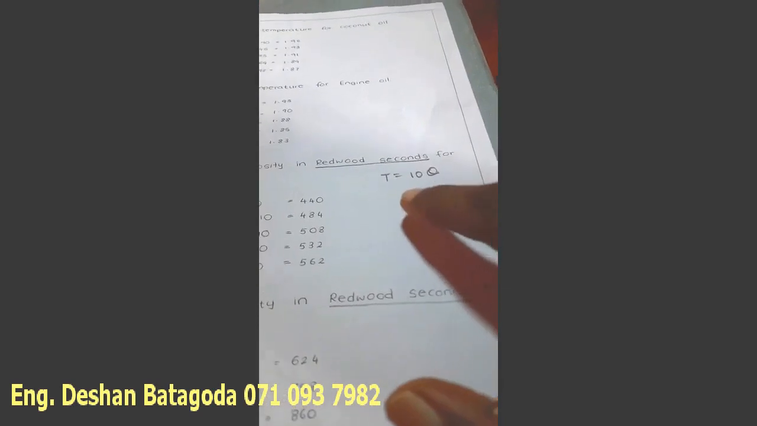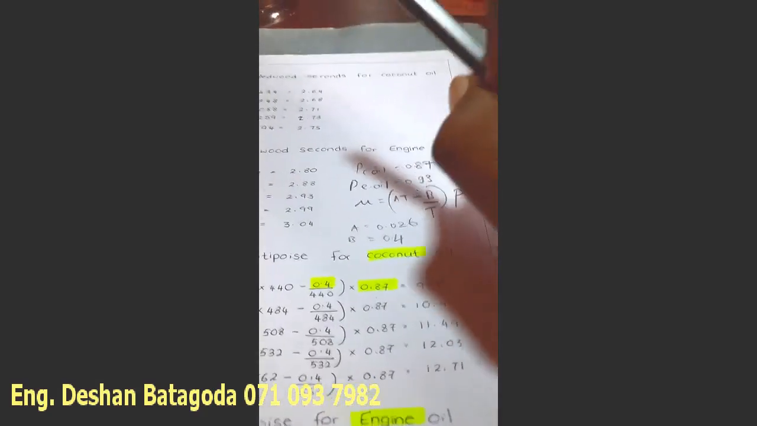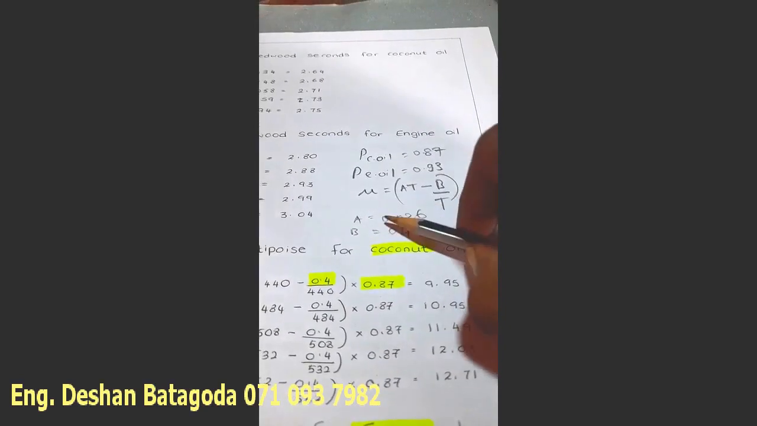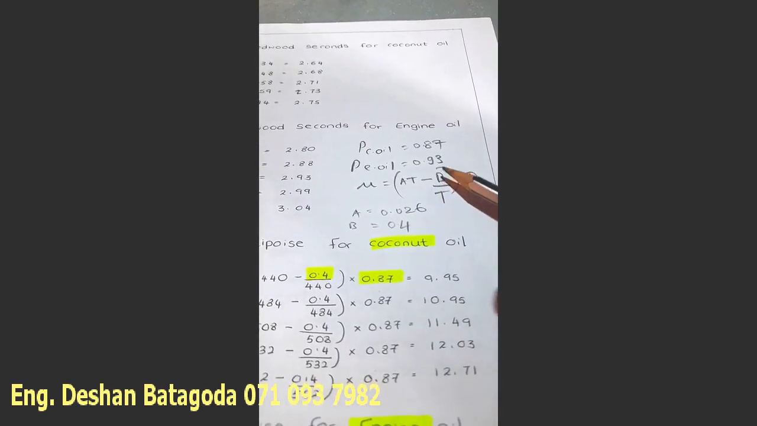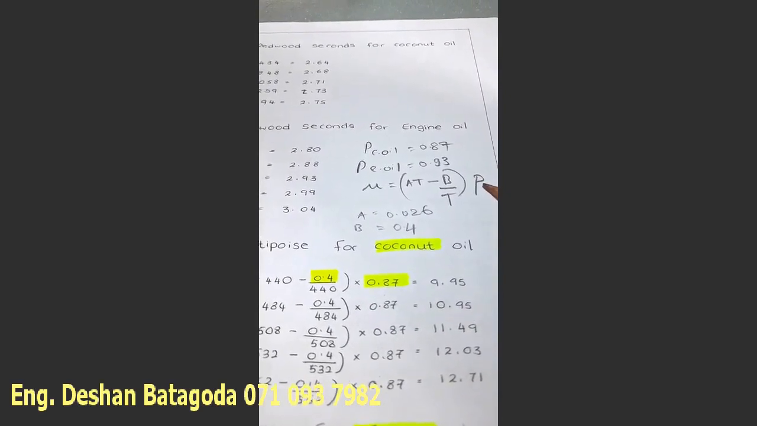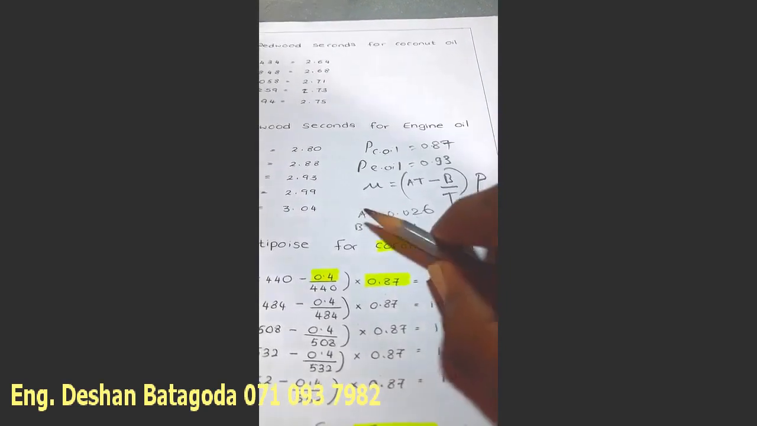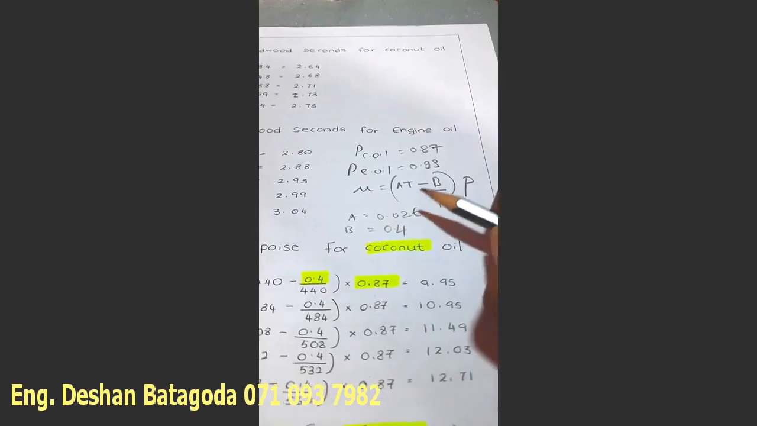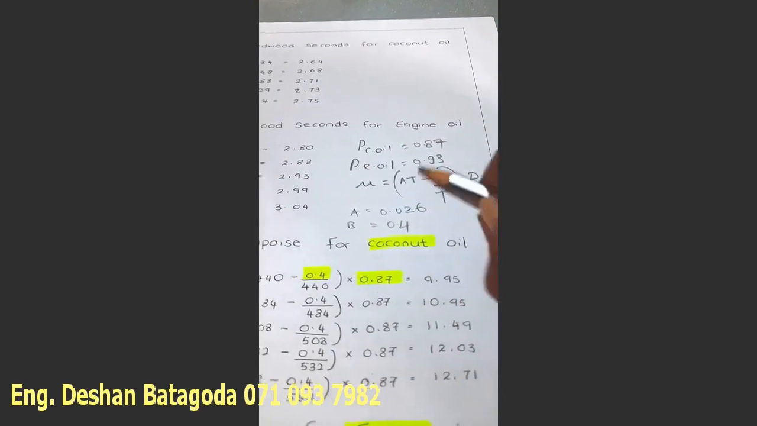What is the equation we are going to use? T equals 10 theta. Now the next thing: we are going to calculate the viscosity in centipoise. For that we are going to use a particular equation. Mu, the viscosity in centipoise, equals (AT minus B divided by T) times density, and this density is actually the relative density. Agree? Again I will tell the equation: the viscosity in centipoise, mu, equals AT minus B divided by T, the whole thing in brackets, times relative density.